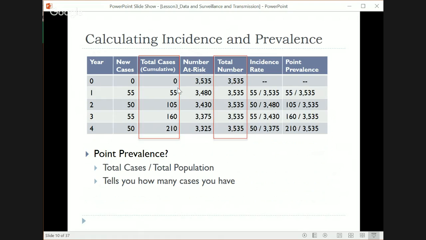So for year 1, our total number of cases is 55. The total number of students in the school is 3,535. So the total number of students here is never changing. For this example, what you're doing is assuming that no one's ever moving in. There's no students moving into the school, and no students are leaving the school. So 55 over 3,535 is your prevalence for year 1. For year 2, it's 105 over 3,535, and so on.